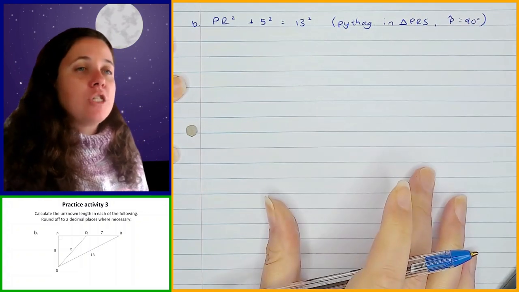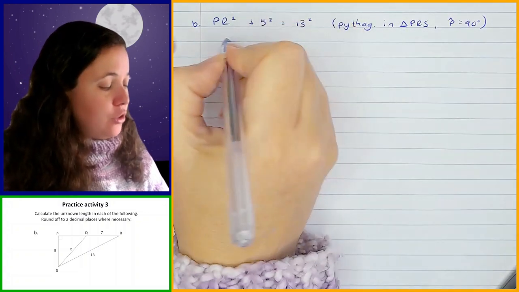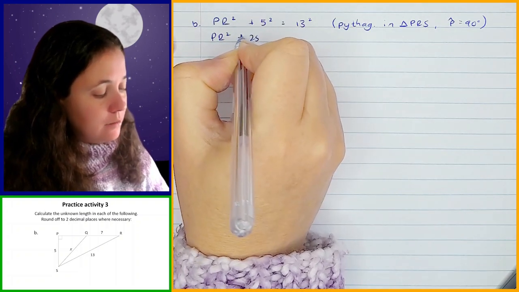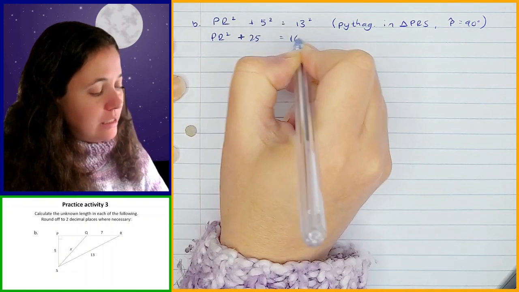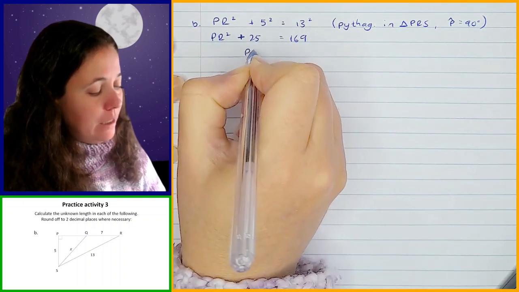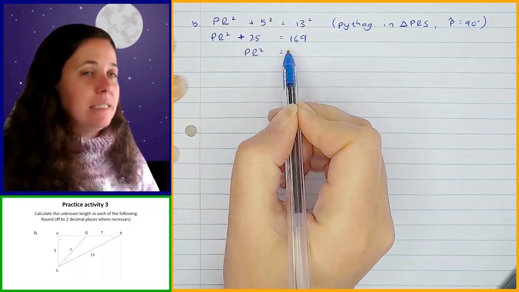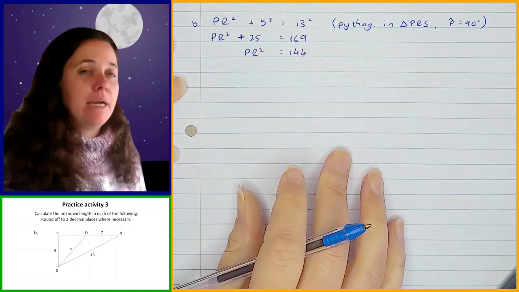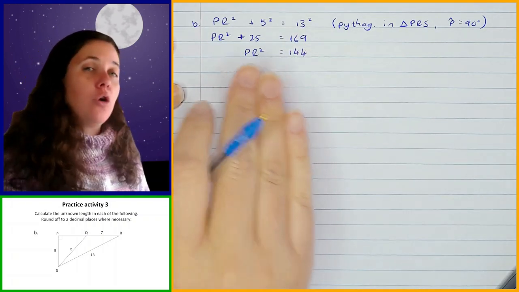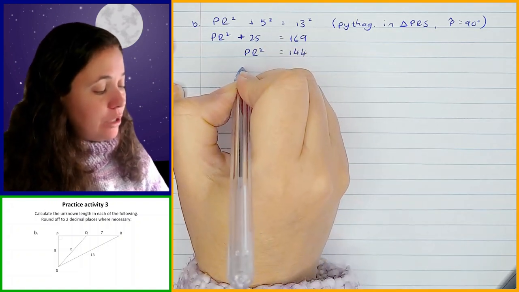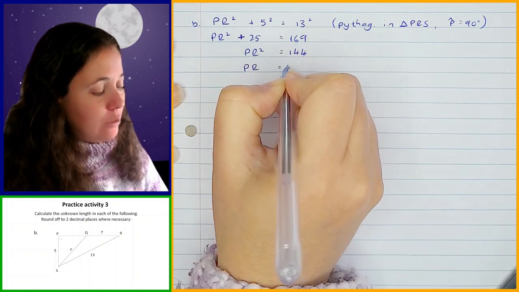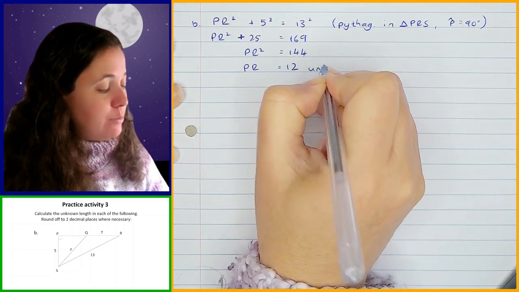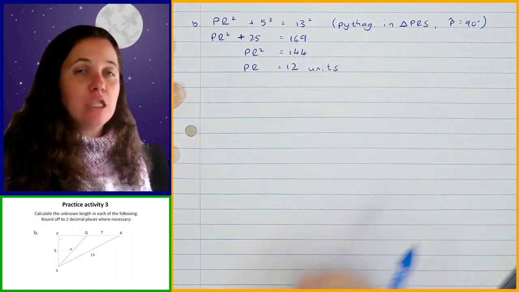Okay, so now I can go and work this out. First of all, PR squared plus 25 equals 169. So PR squared is equal to 169 minus 25, which is 144. Once I've got that, I can square root that. Now this one does actually work out nicely. So PR is equal to the square root of 144, which is 12. So that is 12 units, because they didn't give us a unit of measurement, it's just units.